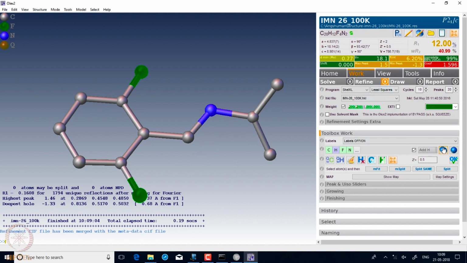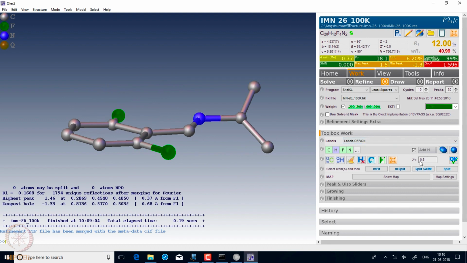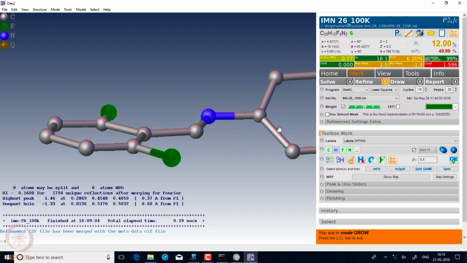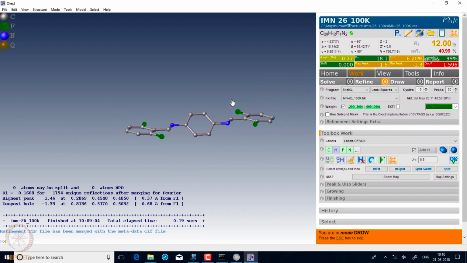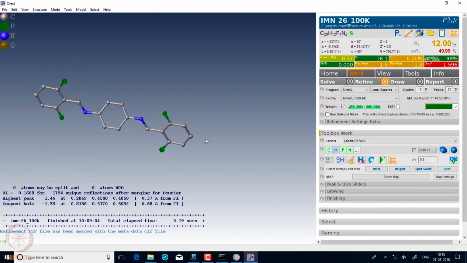So if we click on this window, it will do anisotropic refinement. Before that, I would like to draw your attention here that this is Z prime equal to 0.5, which means it is only half of the molecule that is present in the asymmetric unit. So what is the full molecule? If you click on mode, symmetry and grow, we see that the molecule is growing this side. So on growing, we get to see the entire molecule. So this is the full molecule that we have.